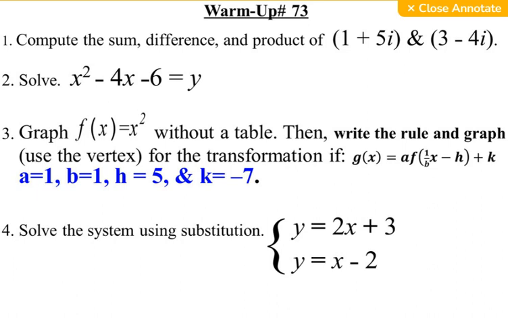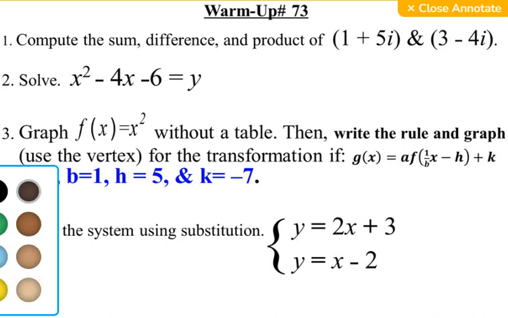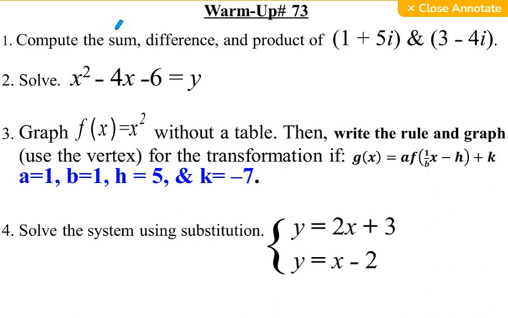Warm-up number 73 is on your screen. Let's get started, please. Today we will need a Cornell note with a Frayer model. Copy numbers 1 through 4, see how you do with those, and go. All right, let's see. Get us started with the sum.